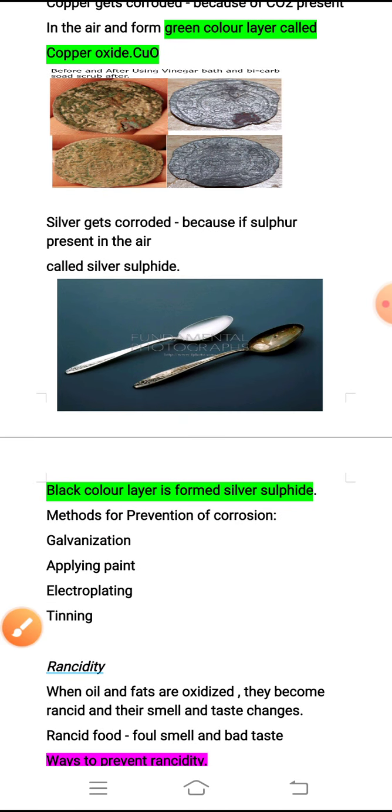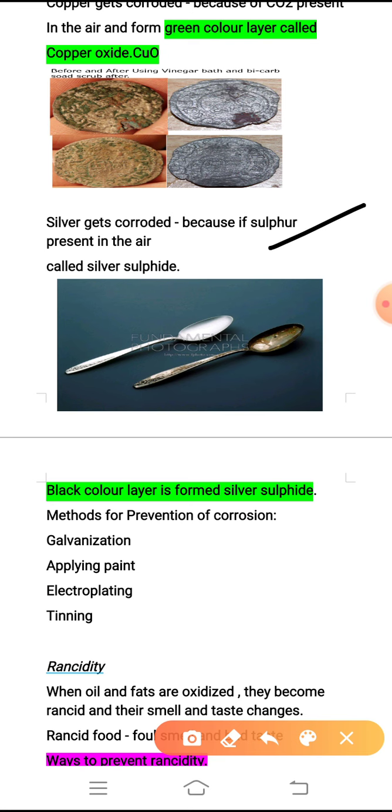Another metal is silver. When silver gets corroded, it is because of the sulfur present in the air and a black color layer is formed on the silver. You can see the silver before corrosion and the silver after the corrosion. So when the silver gets corroded, it is because of the presence of sulfur in the air and it forms silver sulfide. A black color layer is formed on the silver which is called silver sulfide.